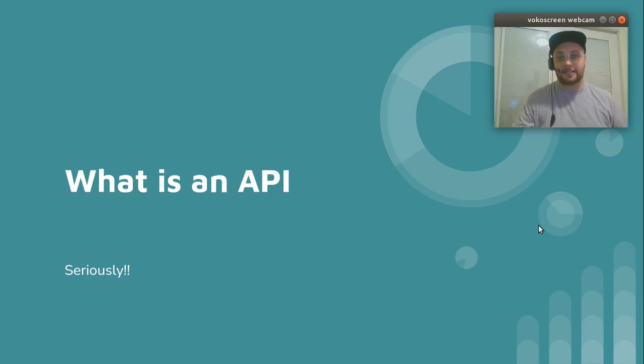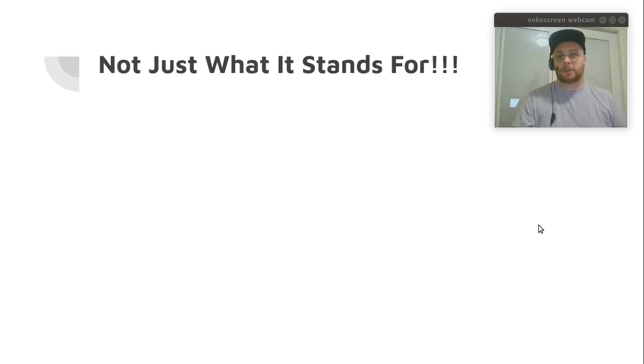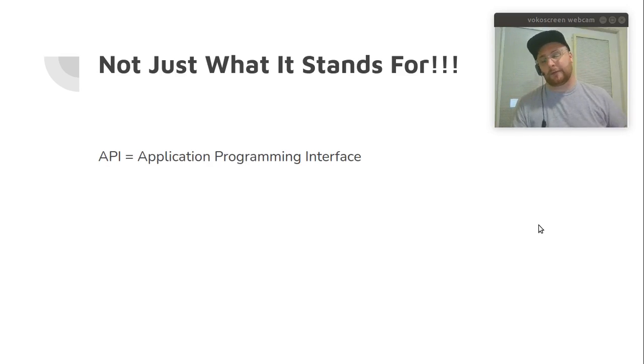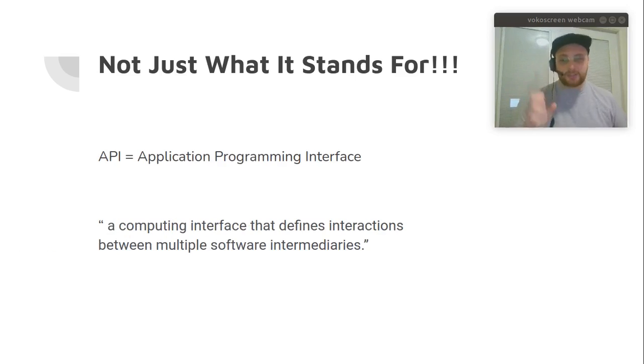What exactly is an API? It stands for Application Programming Interface, and the definition is a computing interface that defines interactions between multiple software intermediaries. This is the best you can get in many circumstances as far as an explanation goes. So I'm going to go a little bit further into it in the Death by PowerPoint, and then we're going to look at some actual examples on my computer with some applications that I've written in Python.